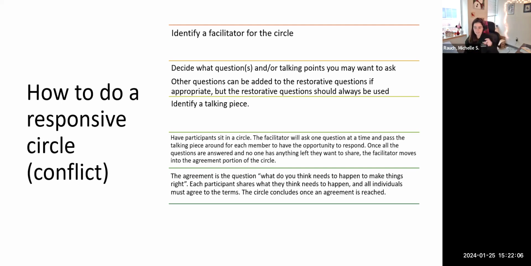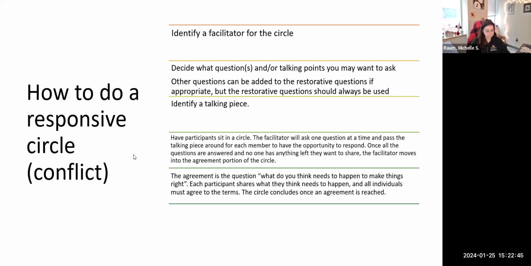So the agreement is kind of that last talking point in the restorative questions. So it's the, what do you think needs to happen to make things right? So each participant is going to share what they think needs to happen, and all individuals must agree to the terms. People are going to be coming with different ideas of what they think needs to happen to make things right. And so it's always important that everybody is open to outcomes that maybe don't fit their idea of what should take place. Once everybody agrees to the terms, the circle concludes at that point.